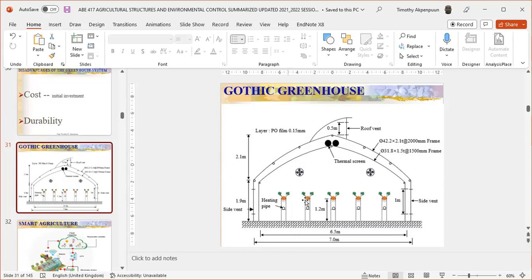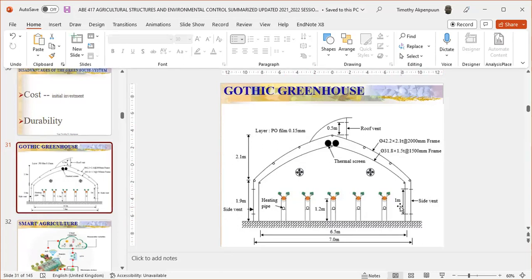I hope you guys are listening to me. You know, we have side vents. I hope you guys are still seeing my screen. Yes, sir. Okay, good.